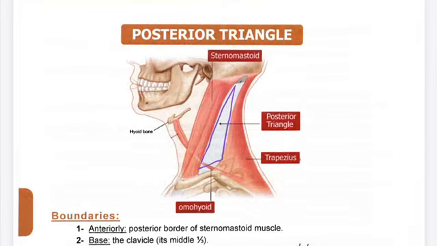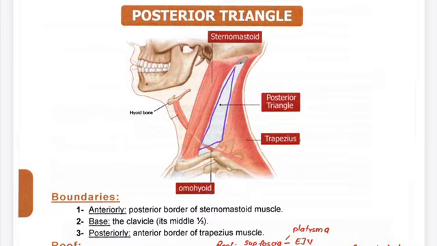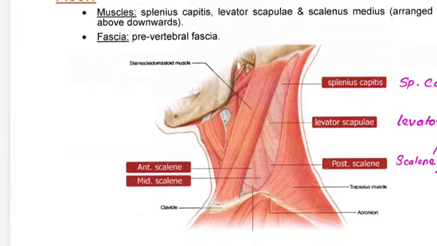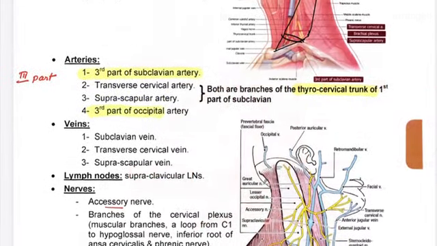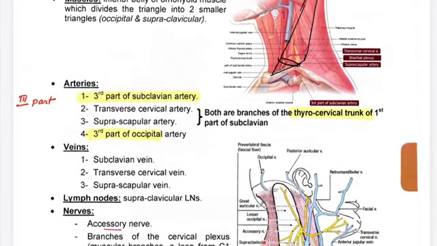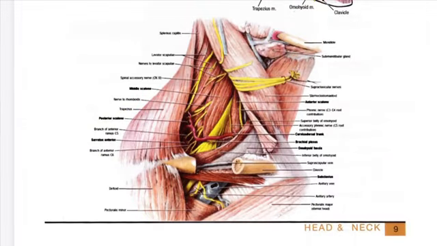The posterior triangle: you can see posteriorly the trapezius muscle, anteriorly the posterior border of the sternocleidomastoid muscle, and the posterior belly of the omohyoid muscle. The roof consists of the superficial fascia, platysma muscle, external jugular vein, subcutaneous branches of the cervical plexus, and the deep fascia. The floor consists of splenius capitis muscle, levator scapulae muscle, and posterior scalene muscles. The inferior belly of the omohyoid muscle divides this posterior triangle into two smaller triangles, occipital and supraclavicular.